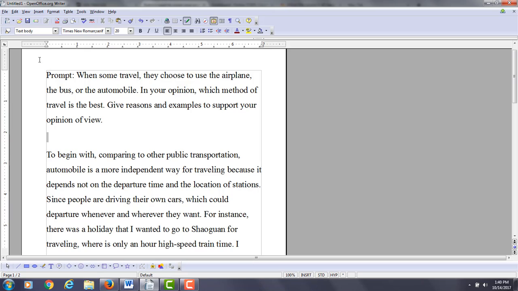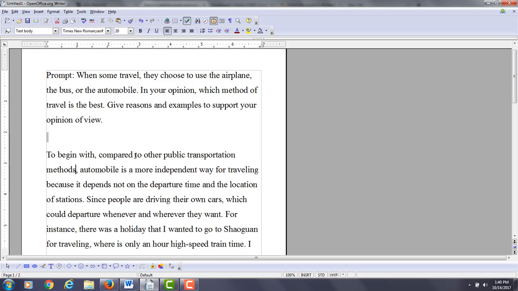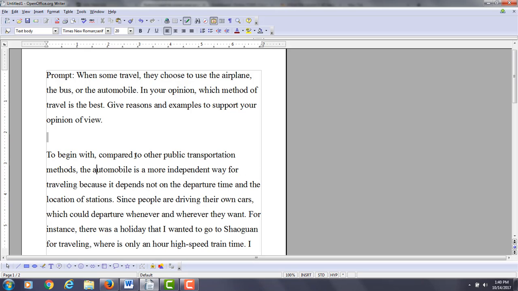Okay, so you say to begin with, comparing, I'm going to change this to compared to other public transportation. I would take this and say maybe methods. The automobile is a more independent way for traveling because it depends not on the departure time and the locations of stations.